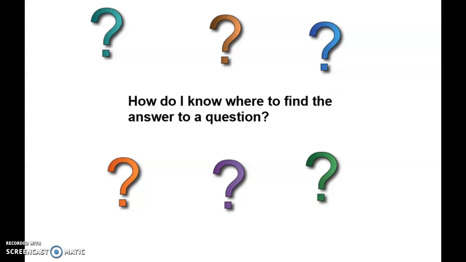Today we're going to look at how do I know where to find the answer to a question. When we are reading, we are often asked to answer questions, and the best way to find them is to know the relationship between questions and answers. So here we go.